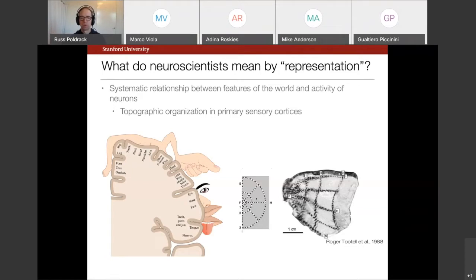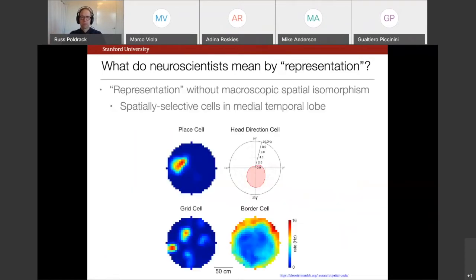out in the world. Now, we also know that there are examples of things that neuroscientists call representation, where the macroscopic organization of the brain doesn't necessarily map onto the outside world. The best example of these is from what's now come to be called the zoo of hippocampal cells, or medial temporal lobe cells. There's a bunch of different types of cells in the medial temporal lobe that quote unquote represent. I'm going to stop using the scare quotes, but whenever I'm talking about neural representation, you could assume I'm using the scare quotes.